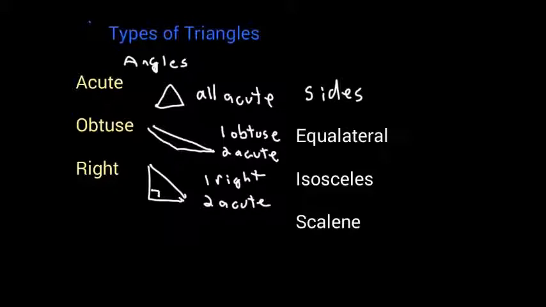So equilateral means all the sides are equal. Pretend I could draw all those sides equal. But when you see those little lines there, that means that they are equivalent. Isosceles means two sides are equal, and scalene means none of the sides are equal.